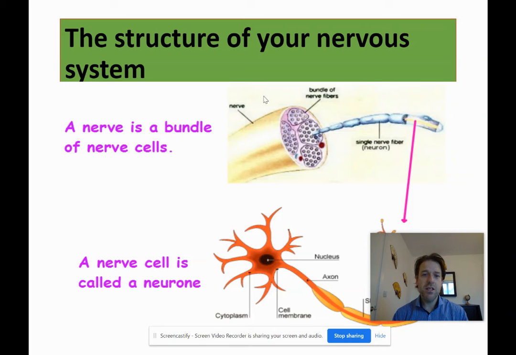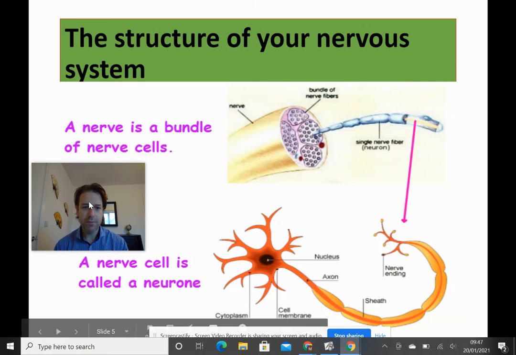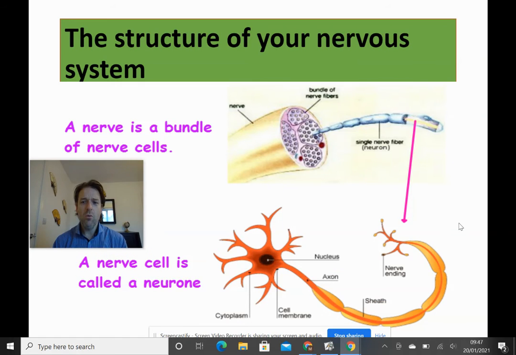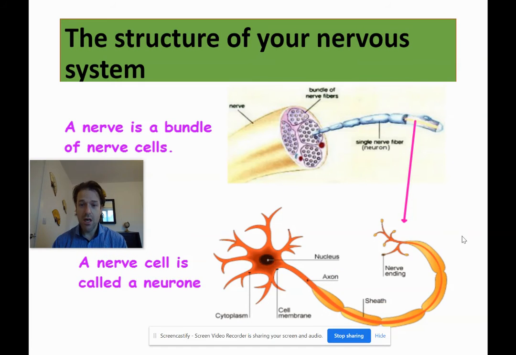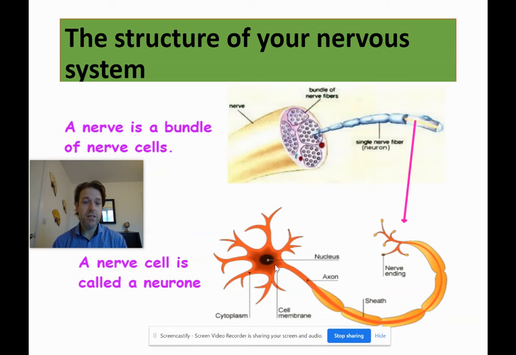Right, so let's get back onto this. When we look at this, you learnt about this back in year 9. Possibly it was called a nerve cell back then. We are going to use the term neuron. So that's really important that you learn that and you use that. It's a key word, a neuron. Now, it doesn't mean you can't use the word nerve. A nerve is actually a bundle of neurons.